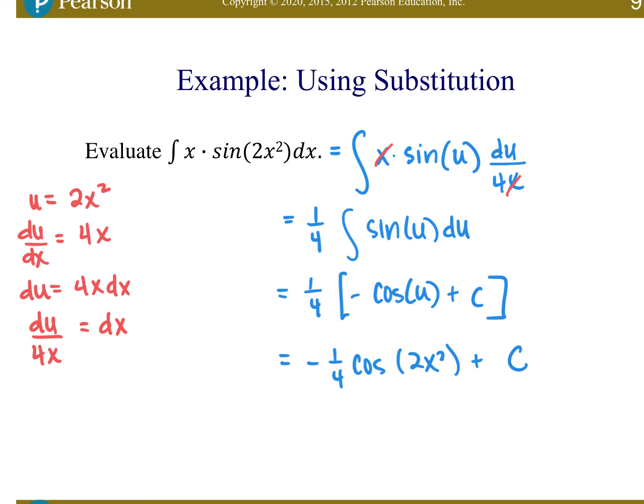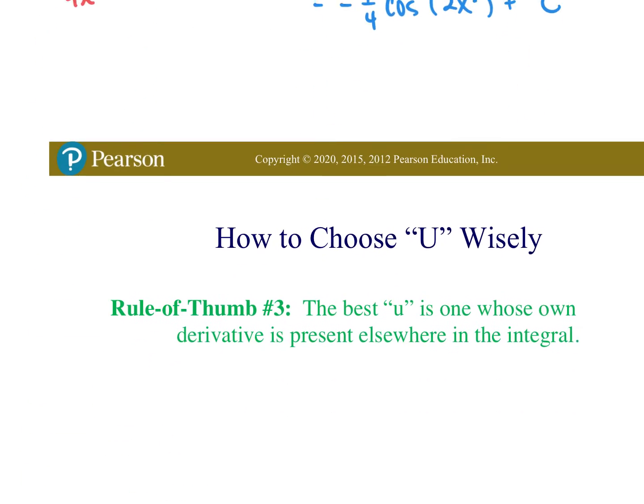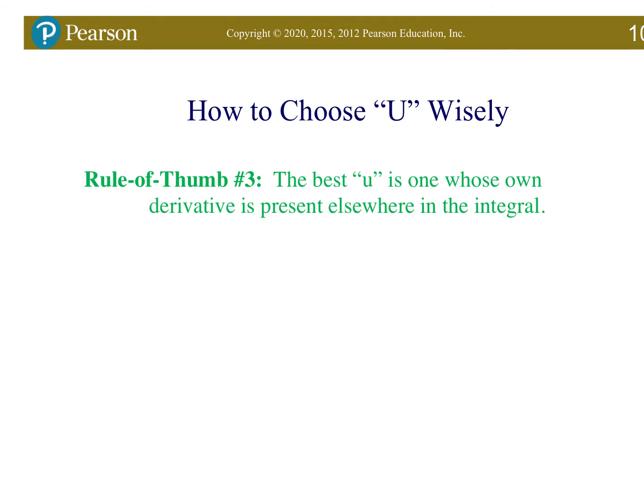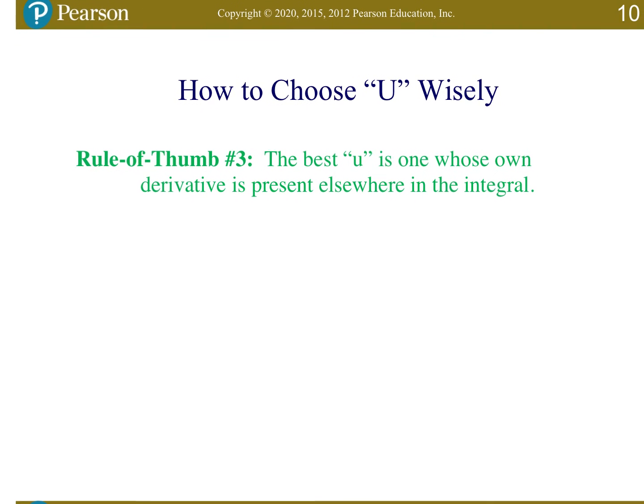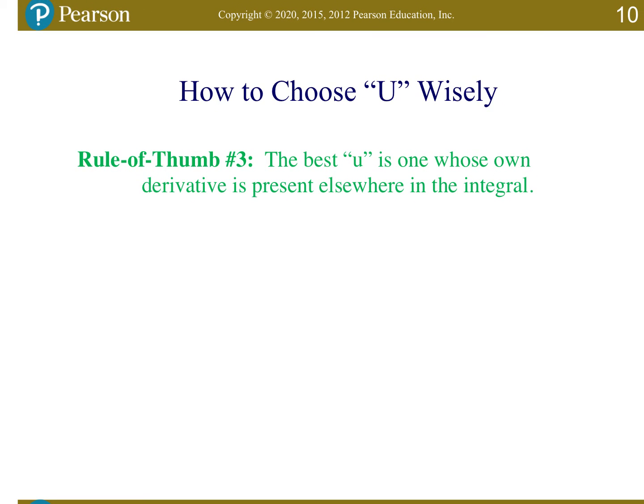Any questions on that one? All right, let's just see a few more things for practice. The best u, here's another rule of thumb. If you don't have parentheses that make it obvious, choose one whose derivative is present. What's a better way to say this? Choose the higher power. If you have multiple things to choose from, choose the higher power.